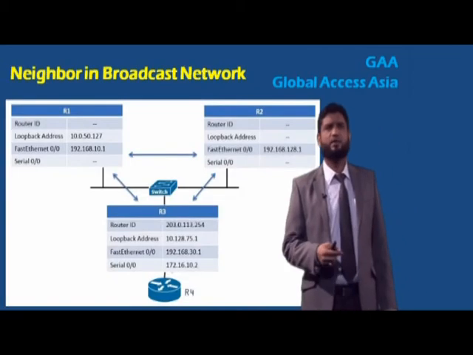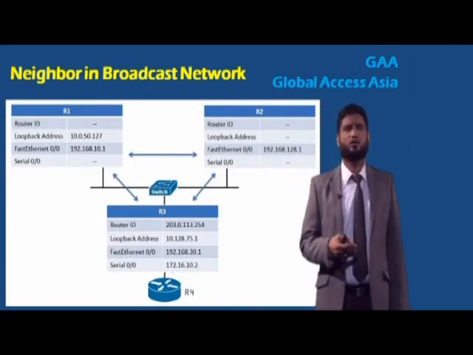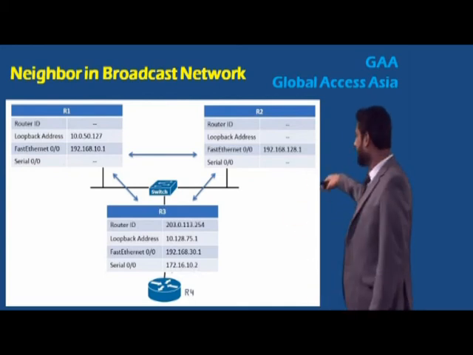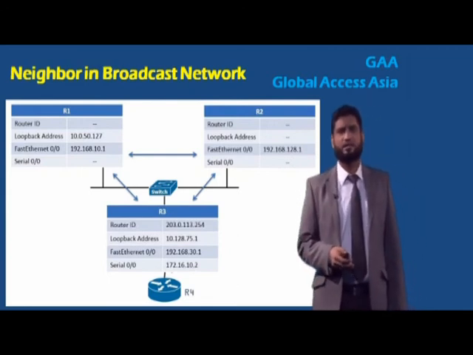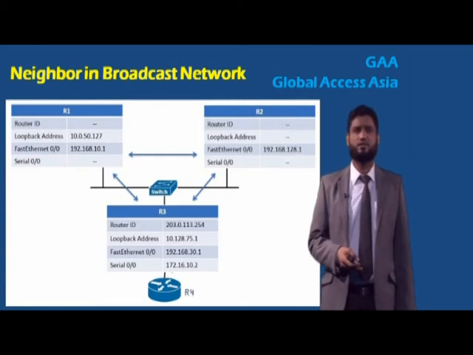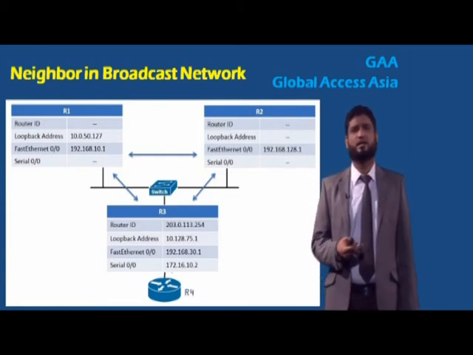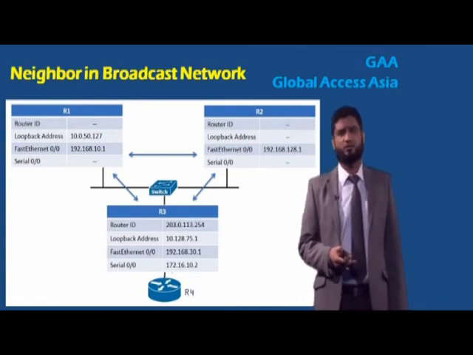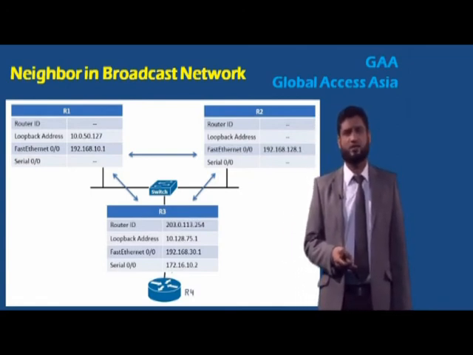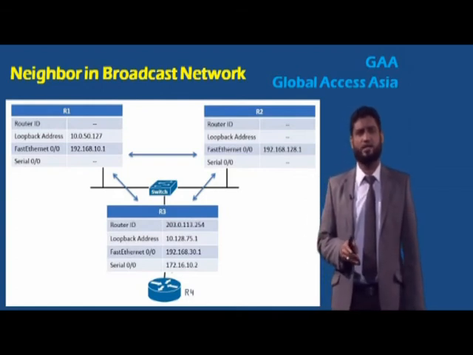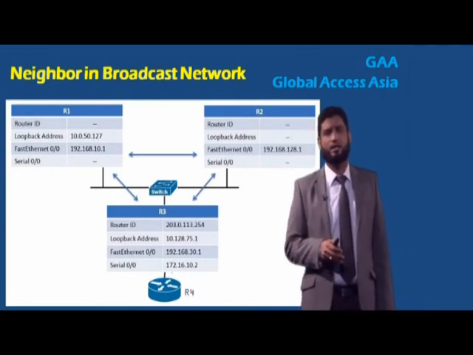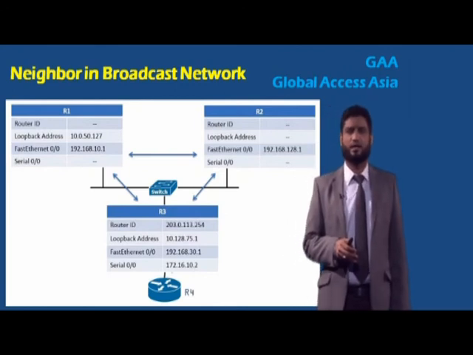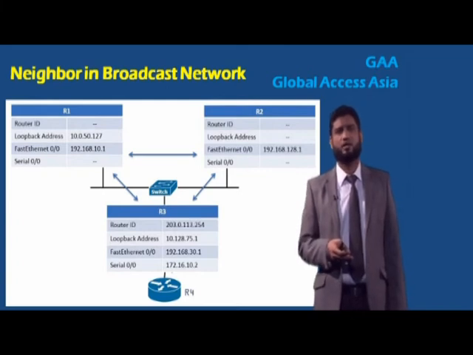Neighboring on broadcast networks: in the broadcast domain there is a switch and some routers, and each router has some information, such as router ID, loopback addresses, and highest IP address. As earlier, the router ID selection should be mentioned first. Again, I will repeat: if a router has a loopback interface, that loopback IP gets the highest priority to be the router ID. If there is no loopback, then the highest IP address will be considered for the router ID.